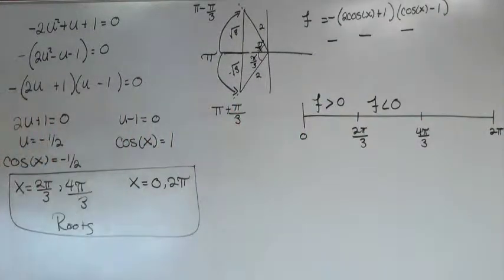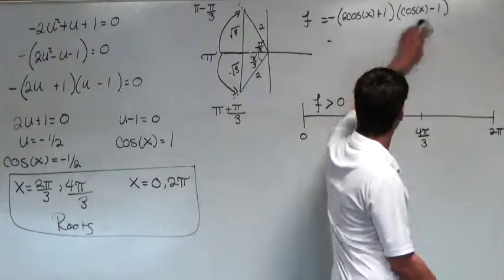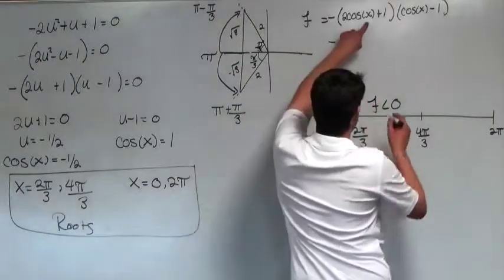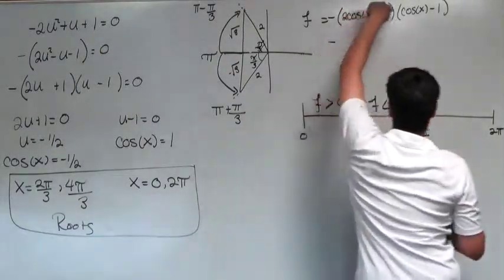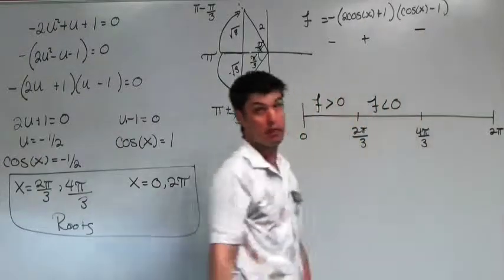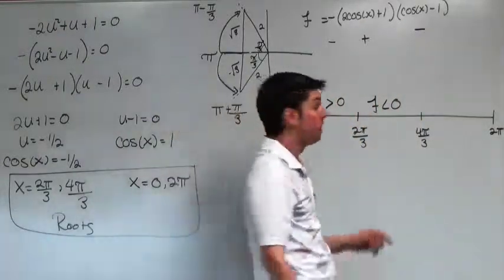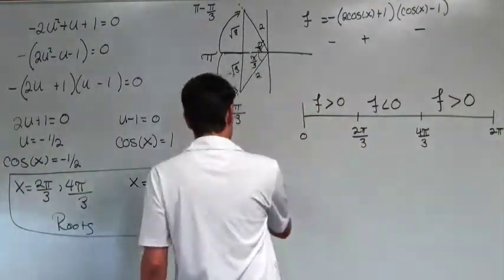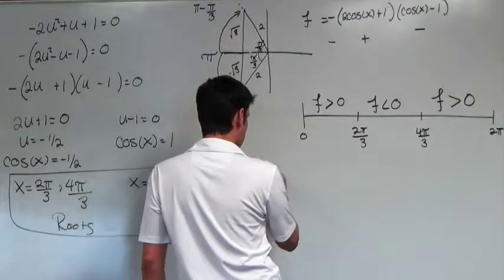All right, between 4 pi over 3 and 2 pi lives 3 pi over 2. And from the graph, we see that cosine of 3 pi over 2 is 0. So if cosine is 0, we would get a negative from out front. 0 plus 1 would be positive. 0 minus 1 would be negative. 2 negatives and a positive multiplied to be a positive. So we can say that f is greater than 0.